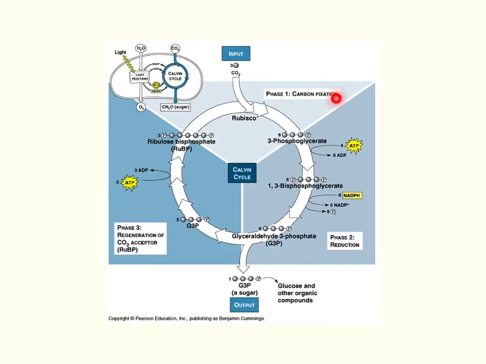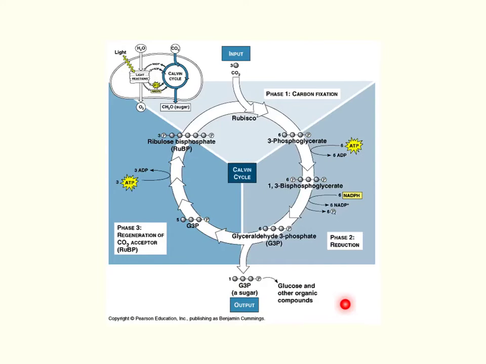But when we're talking about the Calvin cycle or the dark reactions, we're talking about making glucose. We're talking about making sugar. But just always keep in mind that there are other organic compounds that you can make, assuming you have all the other components readily available.